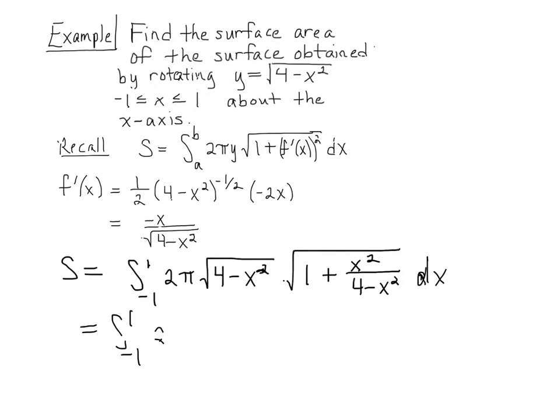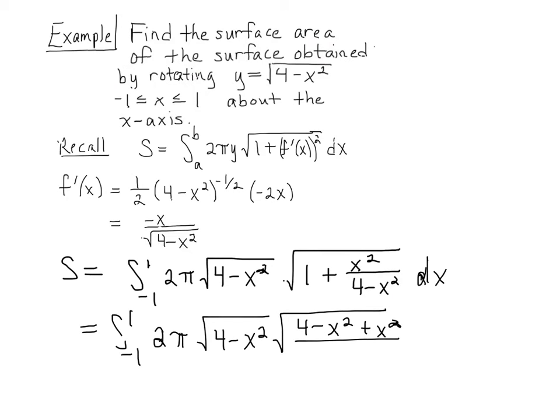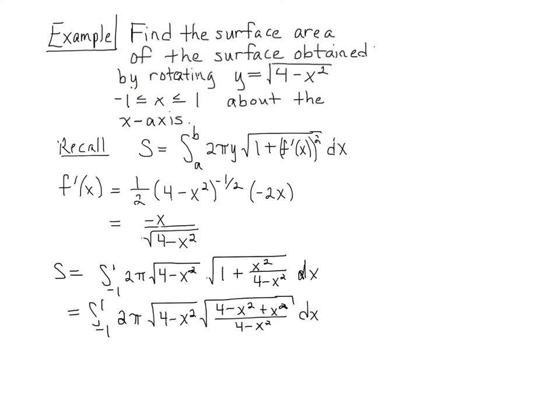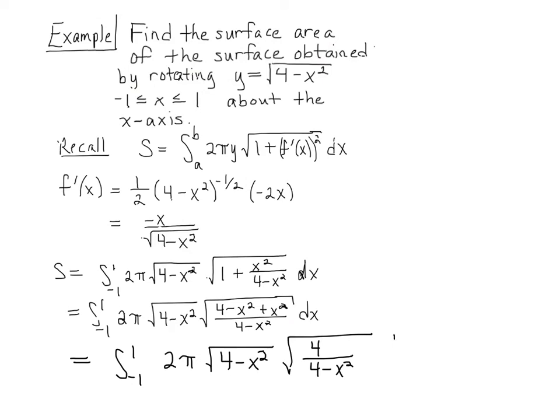Now this is equal to the integral from -1 to 1 of 2 pi times the square root of 4 minus x squared times the square root of, finding a common denominator of 4 minus x squared, 4 minus x squared plus x squared, all over 4 minus x squared, dx. That equals the integral from -1 to 1 of 2 pi times the square root of 4 minus x squared times the square root of 4 over 4 minus x squared, dx.